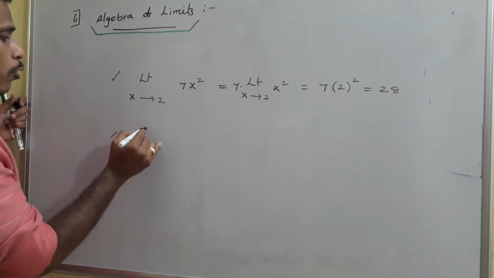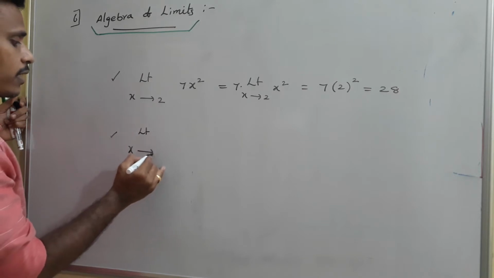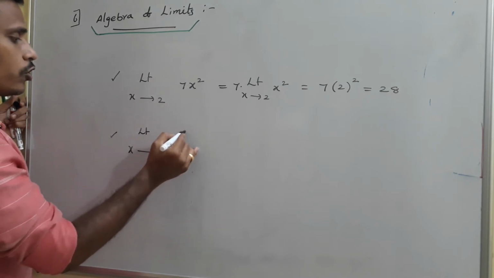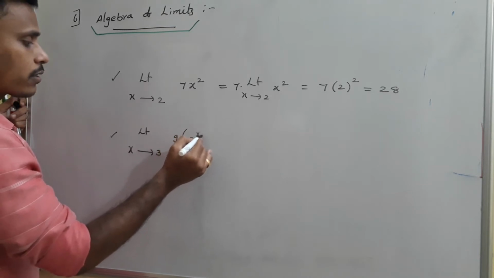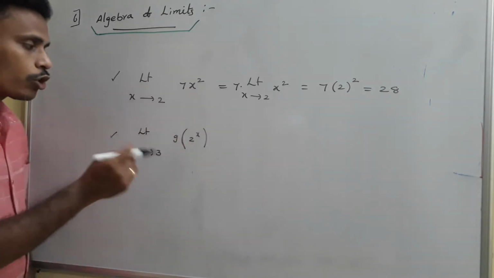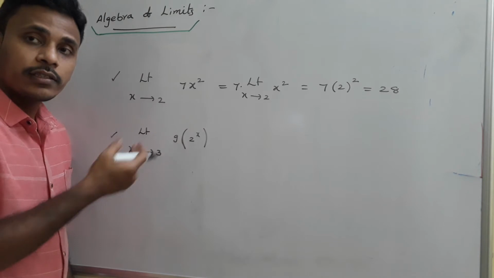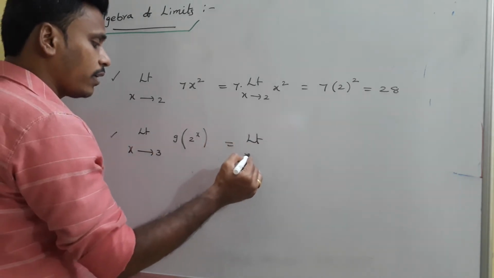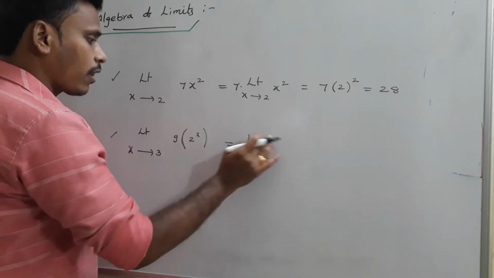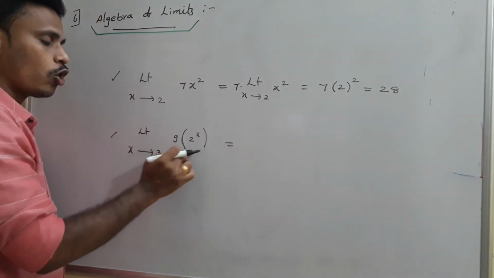Just have a look. Suppose I have a problem like this: limit x tends to 3 of g of 2 power x. With the discussion of algebra of limits, I will express it like this: limit x tends to 3 of g of 2 power x.